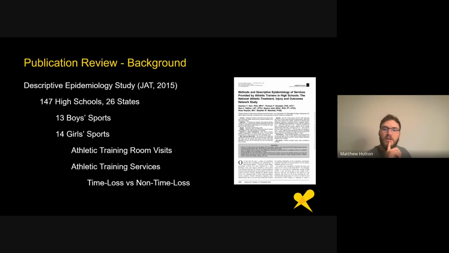This was unique in that it was the first one reviewing time loss versus non-time loss, because most epidemiology studies were of injuries being reported or documented in these EMRs, but the only ones getting reported and documented were the injuries that were losing time. So your ankle sprains, your ACLs, things like that. Whereas some of these bumps and bruises, maybe a thigh contusion, they never lose time, but they're getting treatment for it. Those were not previously tracked, or were hard to track, so they weren't being studied in the research. So this paper is a little bit unique, published in 2015 by the Journal of Athletic Training.